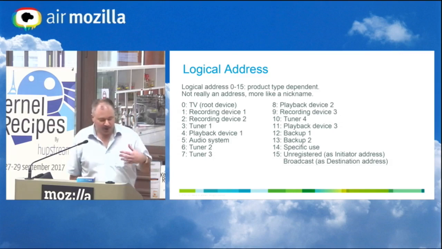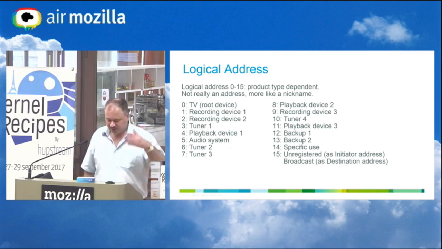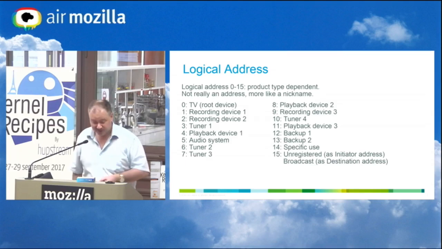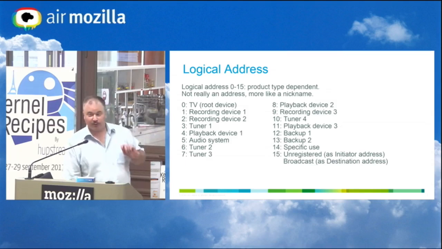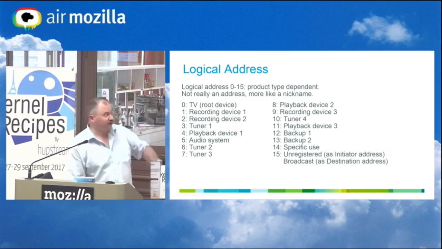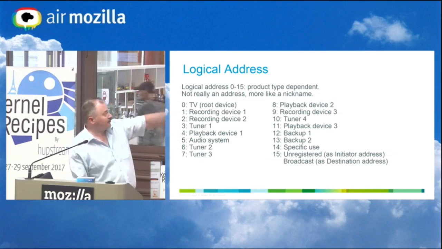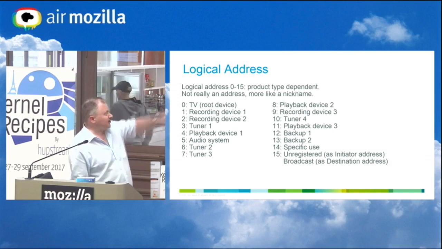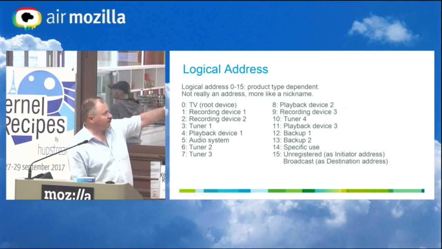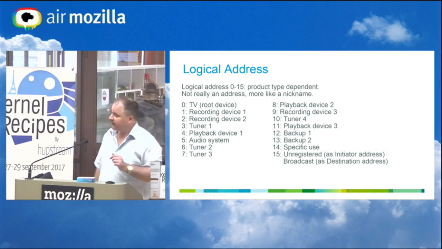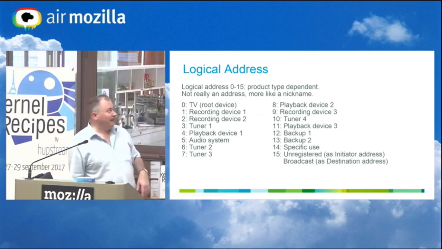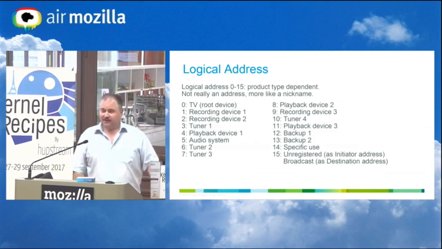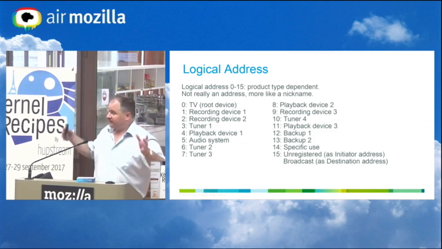And then you have recording devices, tuners, playback, an audio system. That's the AV receiver. It's brilliant, this one, because you can see that this is a horrible ad hoc protocol. So they started out, what do we have? We have a recorder, some video recorders, a TV, a tuner, a playback device, an AV receiver. Then someone came up: hey, I have another tuner. Well, let's add that. And hey, I have another playback device. So they just added stuff until it was pretty full.